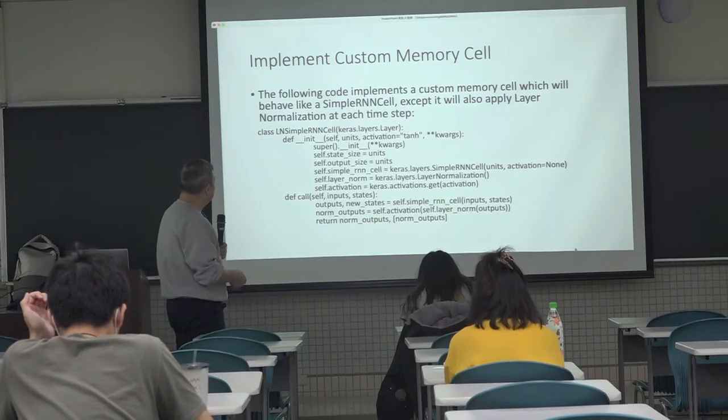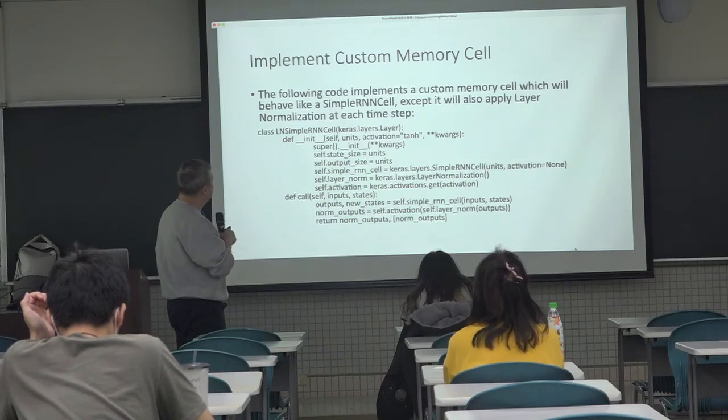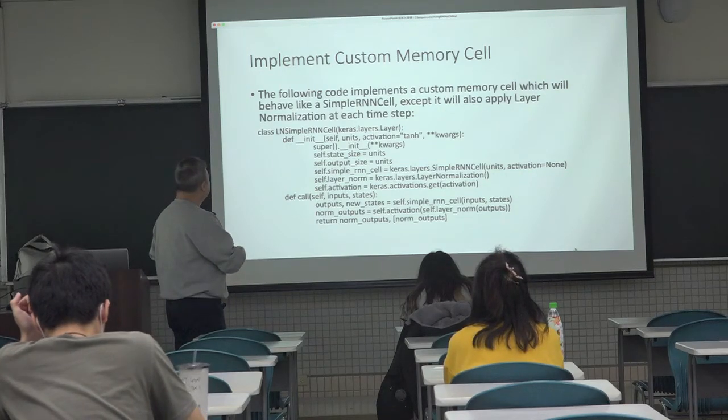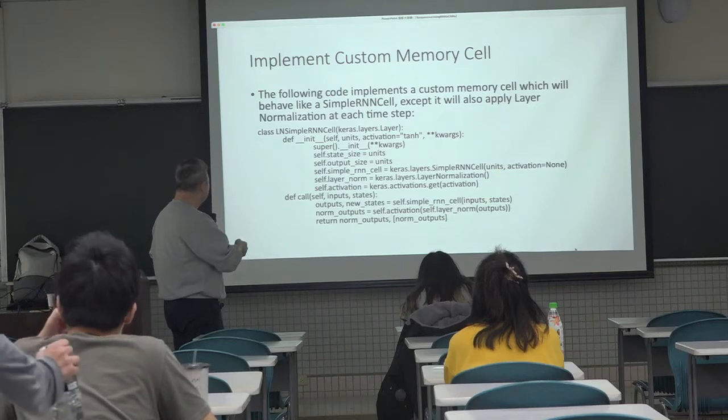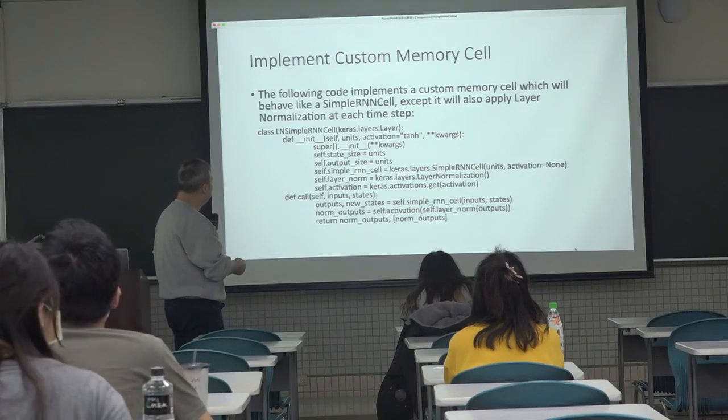So that's pretty much about it for this layer normalization version of the simple RNN cell.